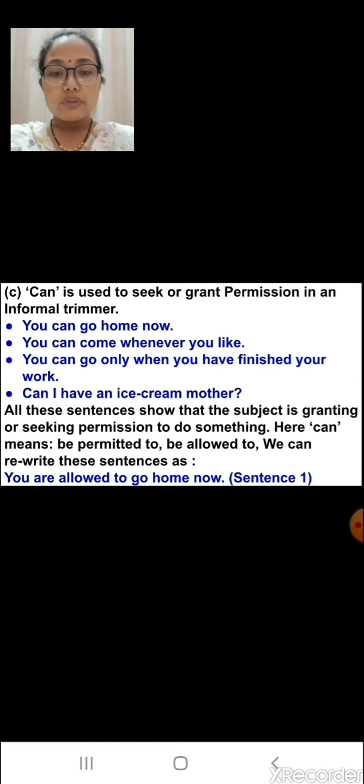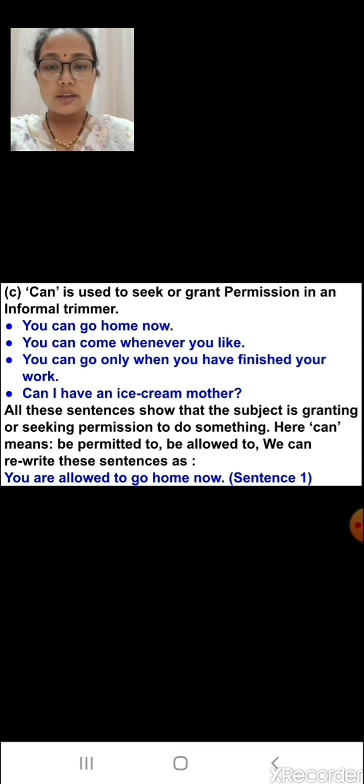We can rewrite these sentences as: you are allowed to go home. This is sentence 1. That was, you can go home now. We can rewrite this sentence as, you are allowed to go home now.